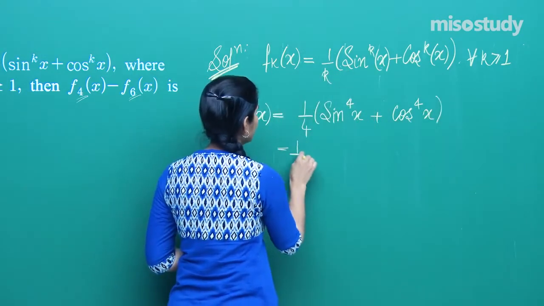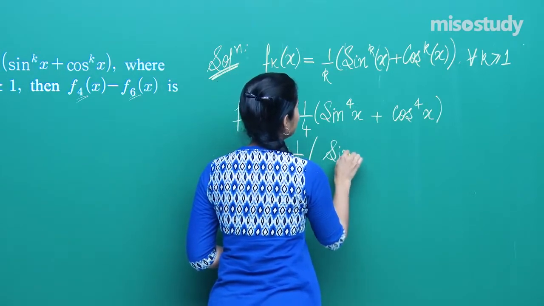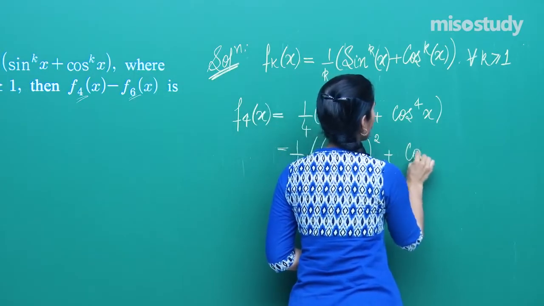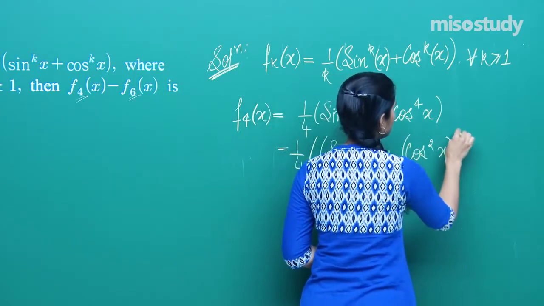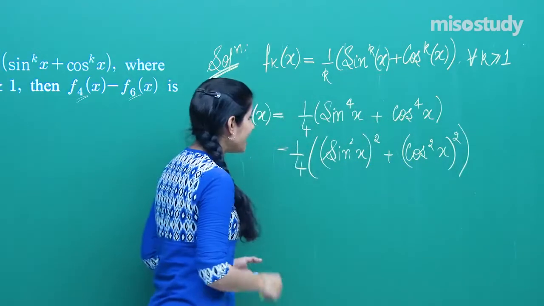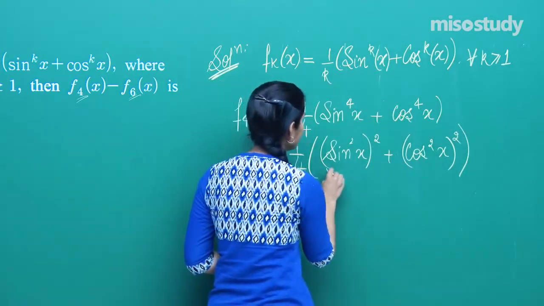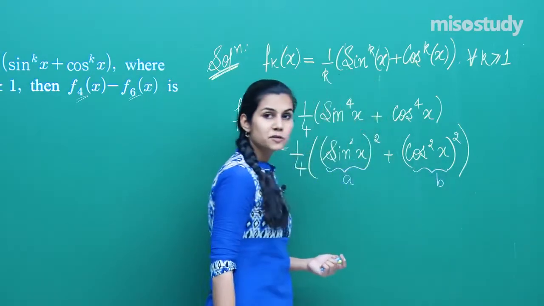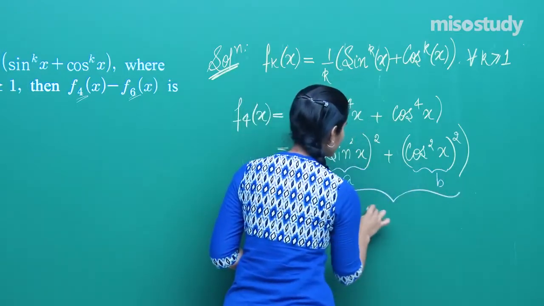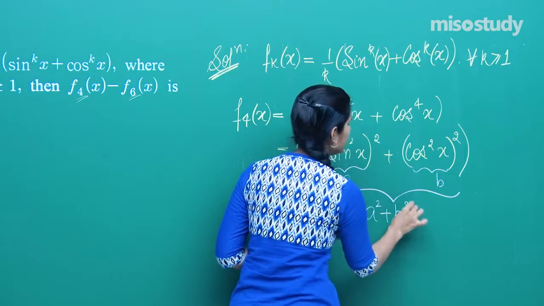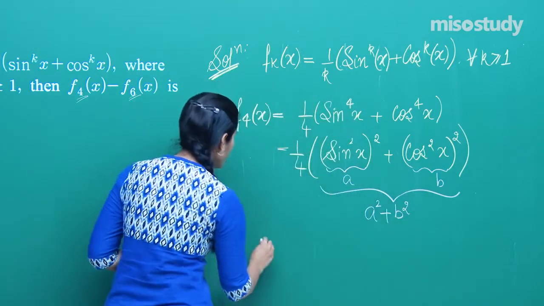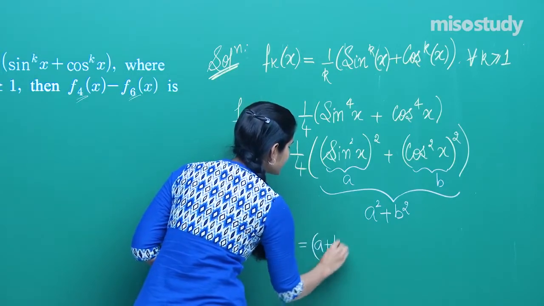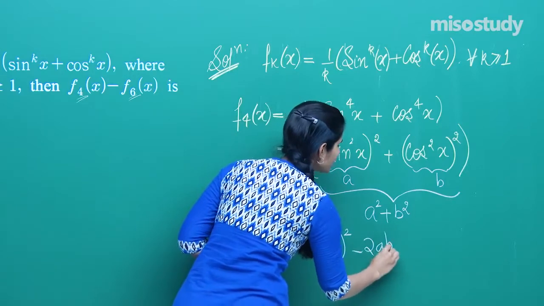I can write it as 1 by 4 times (sine square x) whole square plus (cos square x) whole square. And now as you can see, it is very easy to say this is acting as A and this is acting as B, and the expression that we have over here is actually A square plus B square. And we know that A square plus B square is nothing but (A plus B) whole square minus 2AB.